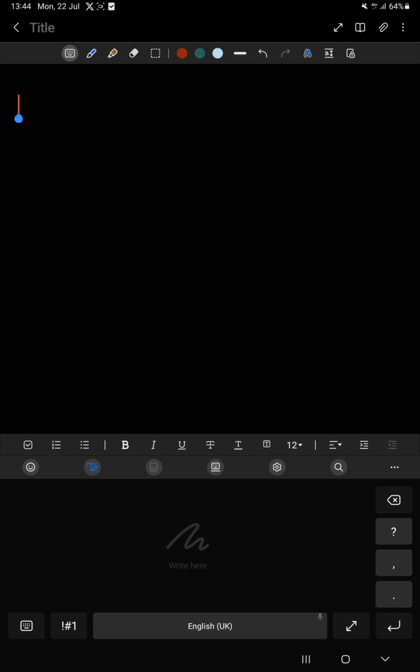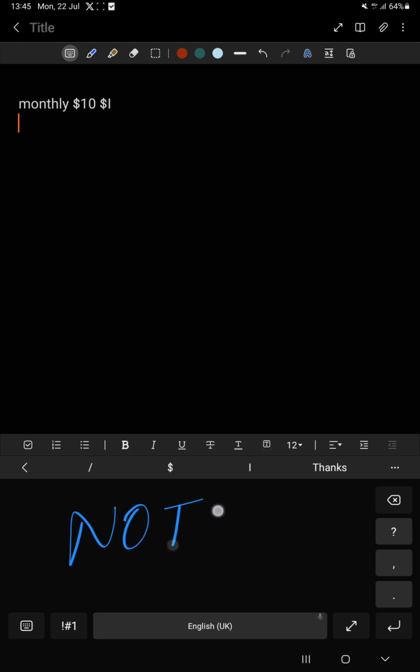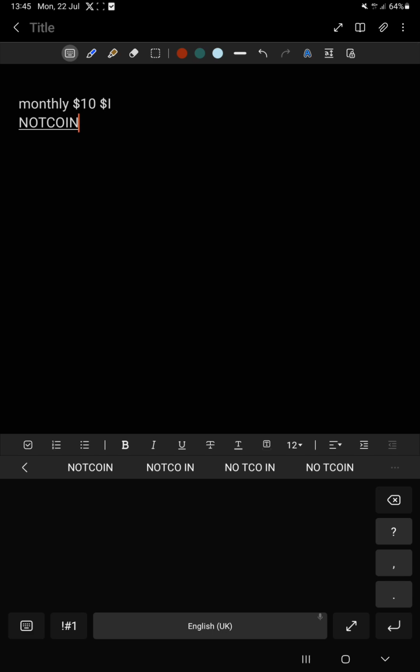Okay. So now let's say on a monthly basis, you're throwing in $10 into crypto, but out of that $10, you're using only $1. Don't forget this. You're using only $1 to buy. So let's say the coin I'm buying every month is NOT coin. I'm a fan of NOT coin, so forgive me. I'm throwing in $10 every month.